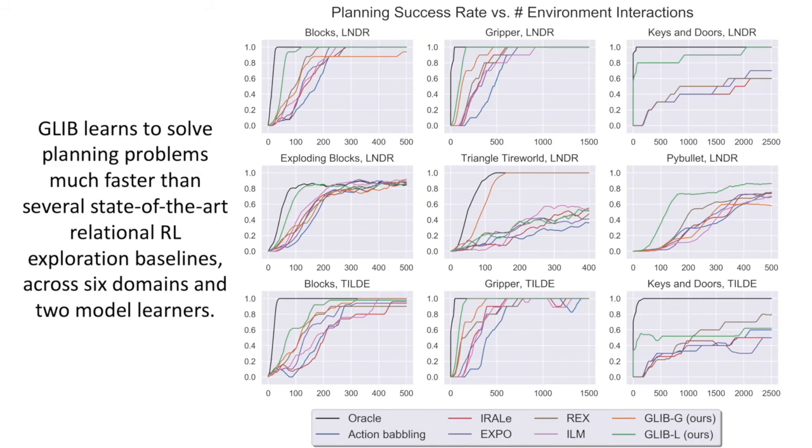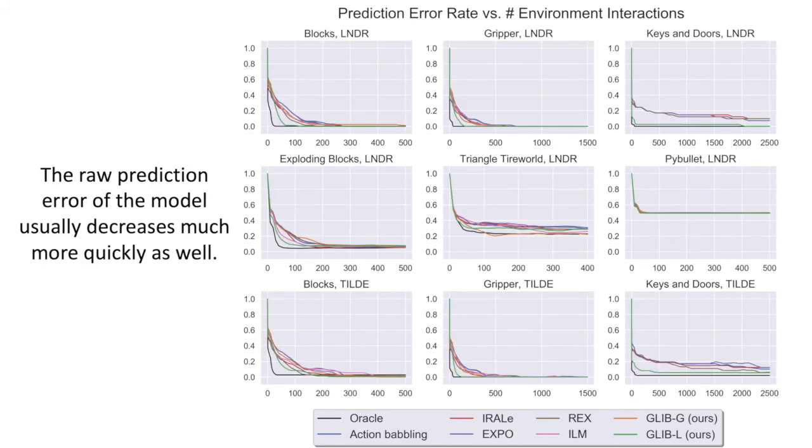Expo, Rex, and ILM. Similarly, we see that the raw one-step prediction error rate of the learned model usually decreases more quickly with GLIB than with any of the baselines.